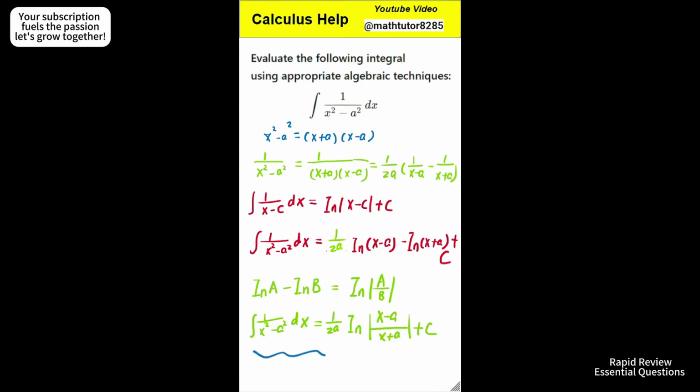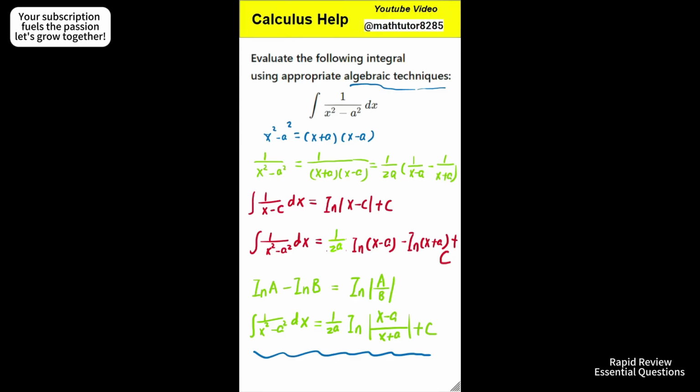Final answer is 1 over 2a times the natural logarithm of the absolute value of the quantity x minus a divided by x plus a, plus the constant of integration. Don't forget to factor the denominator before trying to integrate. Be careful to keep the absolute value signs inside the logarithms. Always include the constant of integration at the end.